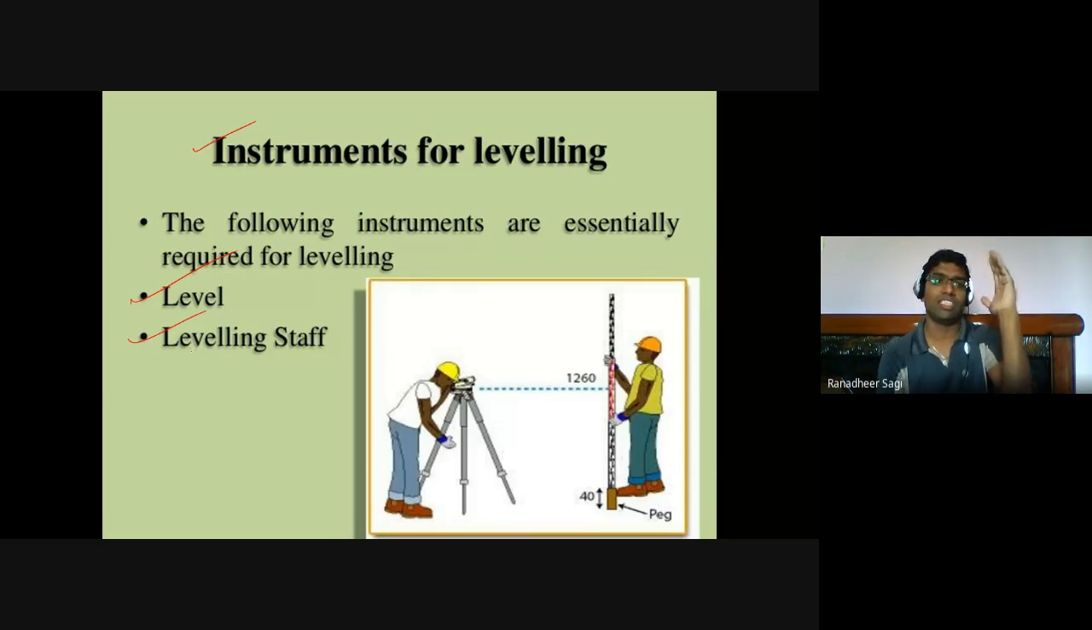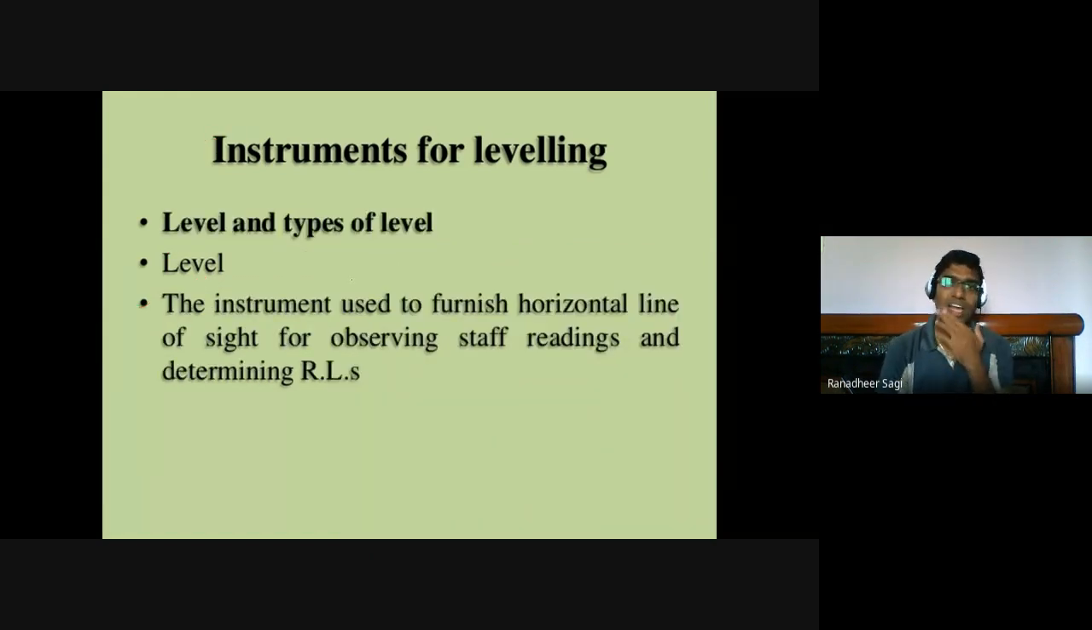It's a member placed vertically to read the readings, to understand at what height a particular point exists. On that staff we'll have some readings to be read by viewing through your level instrument. When it comes to the level, there are different types of leveling instruments available by which I can carry out my leveling. First let us understand what we mean by the word level, and then we'll go on to understand the different types of levels available, the use and the significance of each of those leveling instruments, and so on.